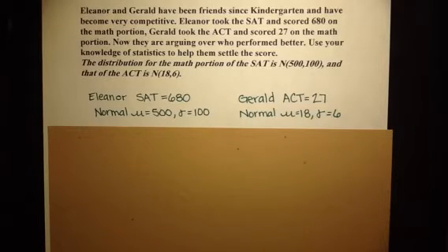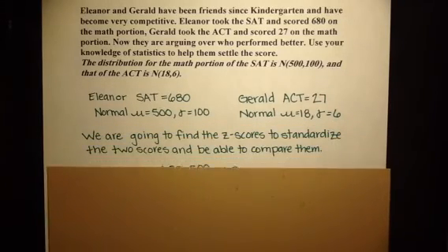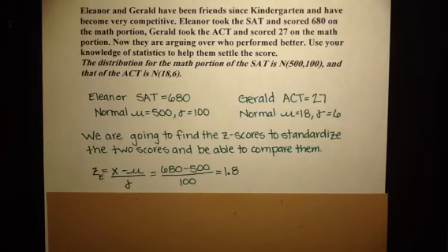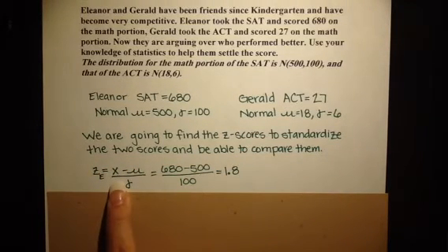Then, like I said, we need to find our z-scores, because that's the way we're going to be able to compare these two almost unrelated ideas. We're putting them on an even playing field by standardizing their scores. So to find our z-score, we would take our observation minus our mean divided by our standard deviation.